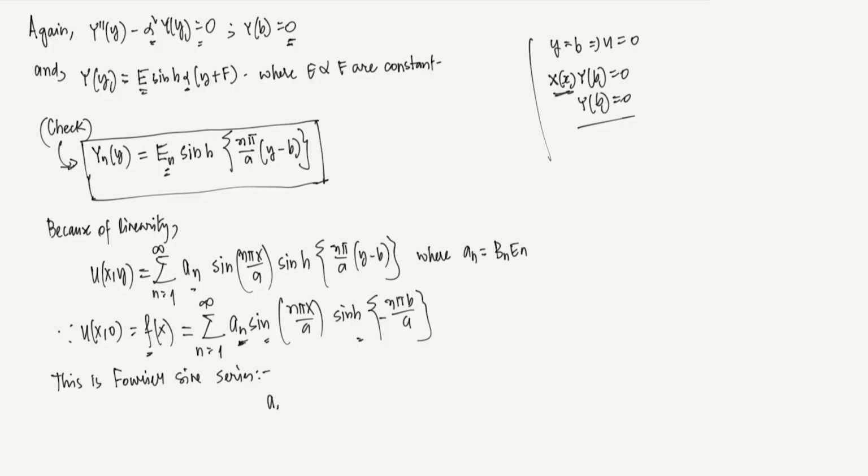So the a_n's, yes, again, since we know already how to find out the sine series, we have already done it. I'm just writing it down. It is 2 by a times sine hyperbolic of n pi b by a, this minus sign is because of this minus, okay, and then integral 0 to a of f of x sine of n pi x by a dx. Is it okay? So that's your a_n.